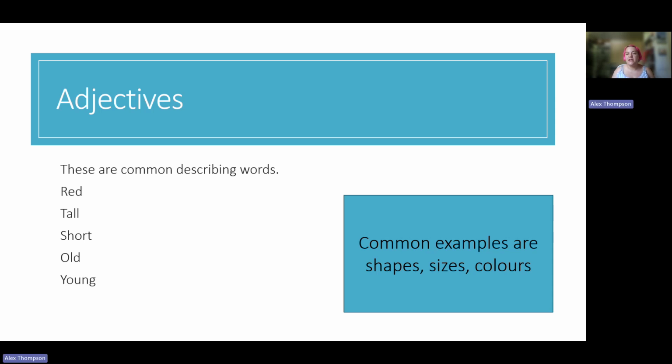So that's it, just the quickest of run-throughs of those different word types. I hope that the examples I've given and the explanations will help you out a little bit when it comes to identifying what is what.